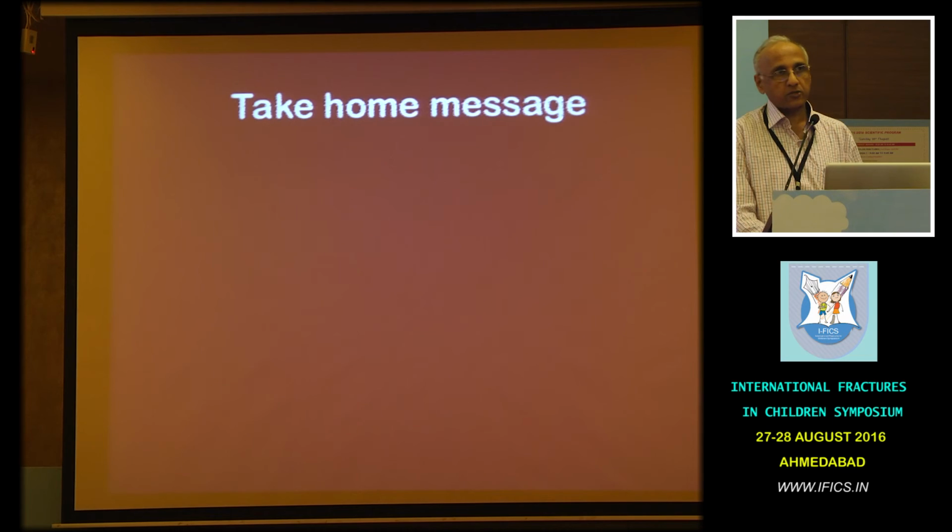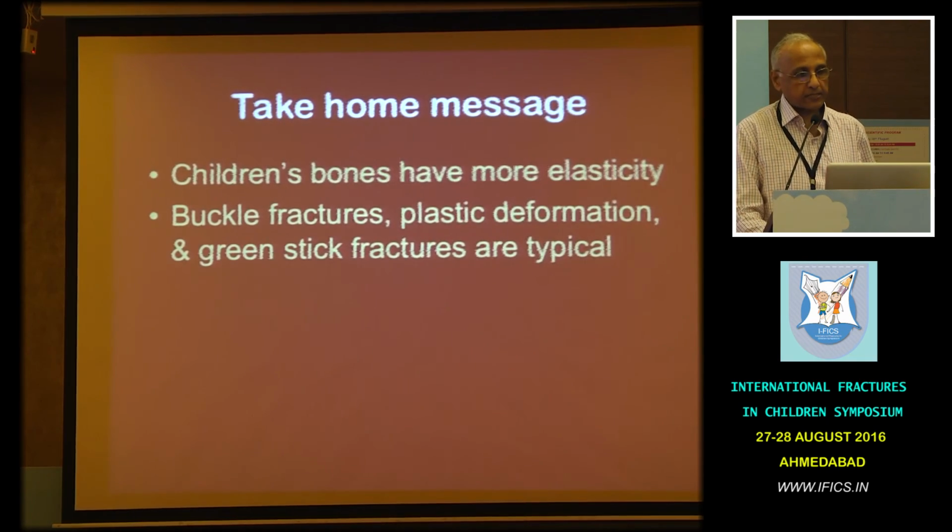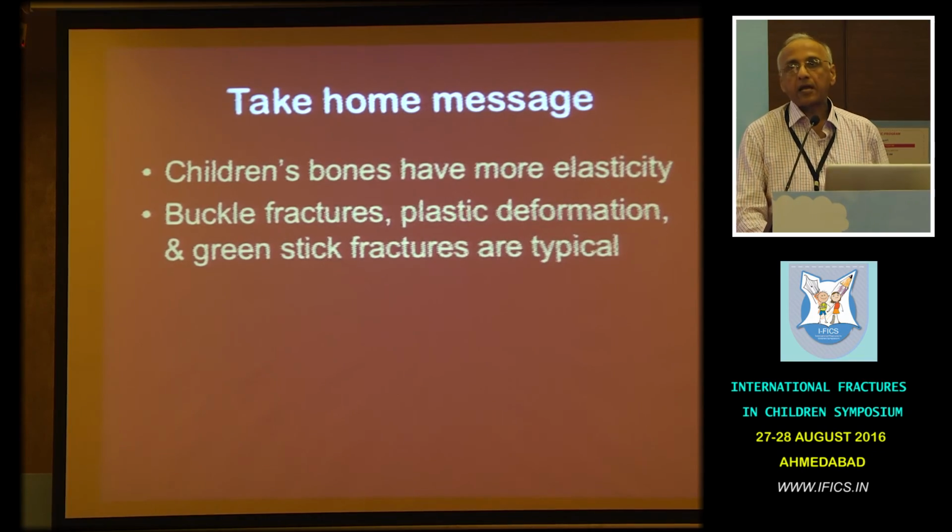So the take-home message of this talk is that children's bone has more elasticity compared to adults, and due to that, buckle fractures, plastic deformation, and greenstick fractures are typical of children's fractures.